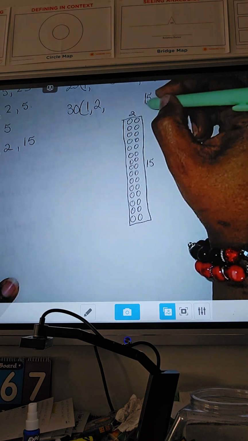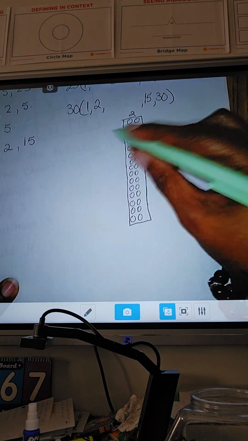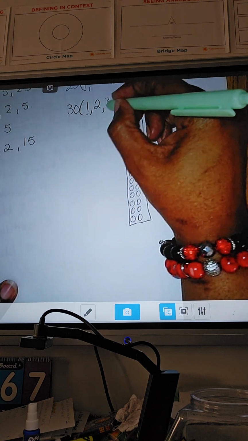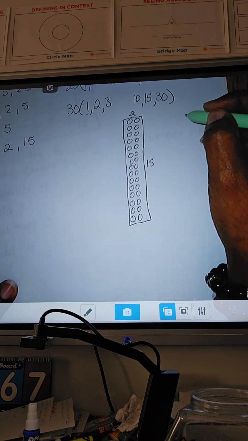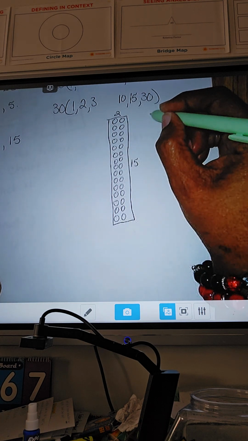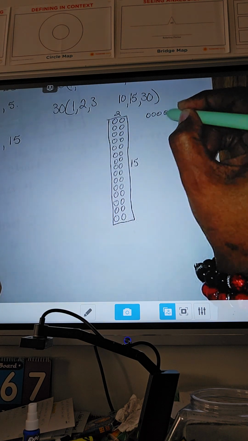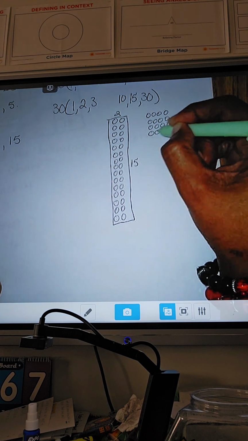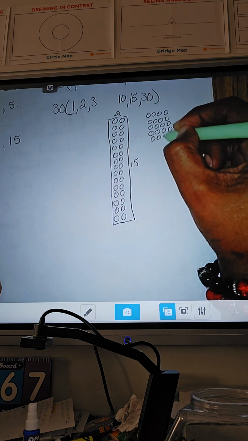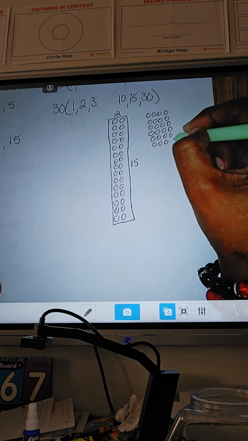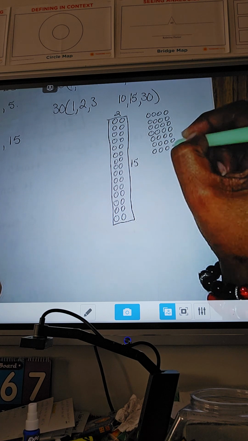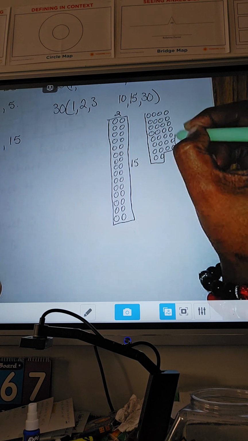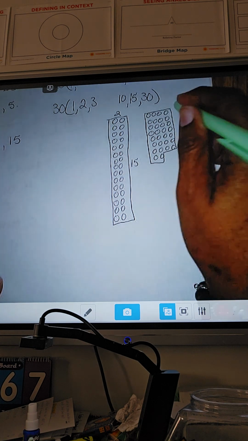Okay? What about 3? 3 times anything equal 30? Most of you already know that 3 times 10 is 30. 4 times anything 30? Well, if you don't know, put it in groups of 4. 1, 2, 3, 4, up to 30. Well, if I look at that, it does not create a rectangle or an array. I know 4 doesn't work.